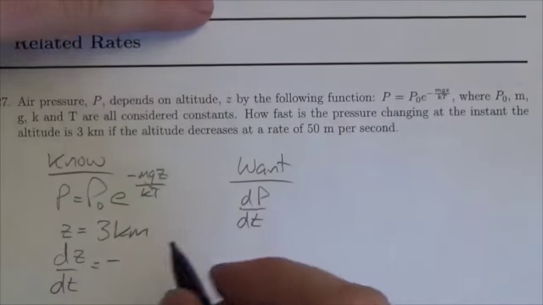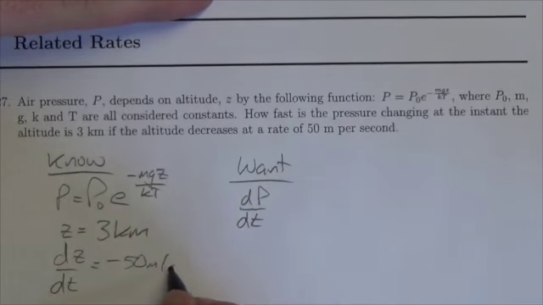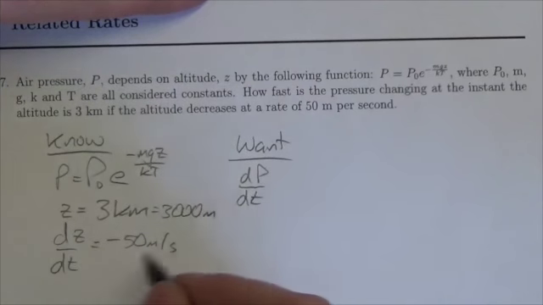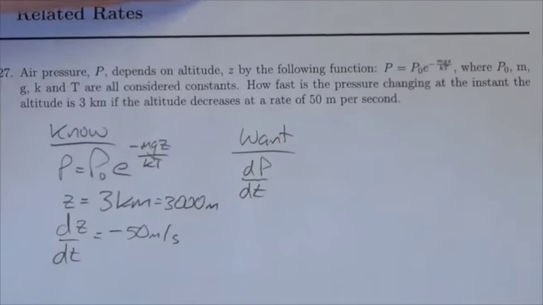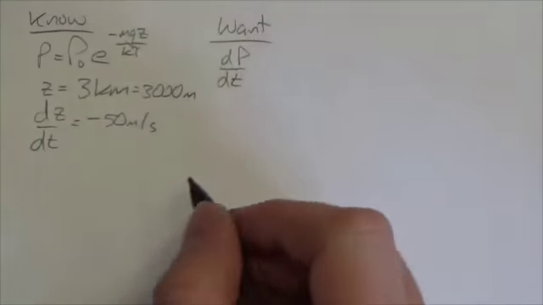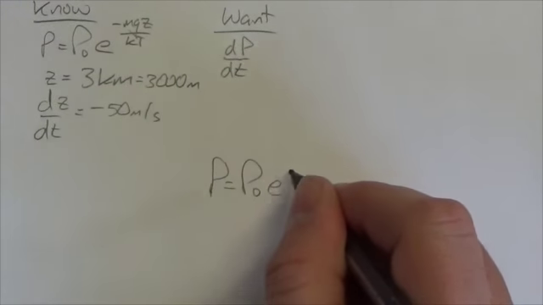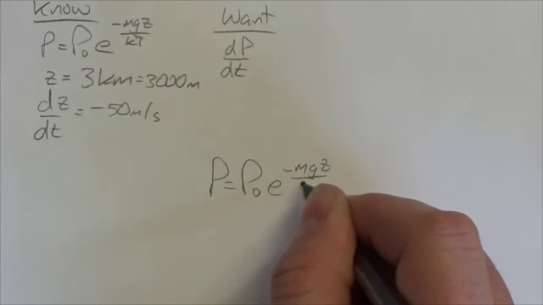Now, I probably want to keep this in terms of meters. So this is going to be 50 meters per second, but then I have to go up here and change this 3 kilometers to 3,000 meters, because I want to make sure I'm in the right units. Once that's established, let's go to our equation. P is equal to P naught e to the negative mgz over kt.